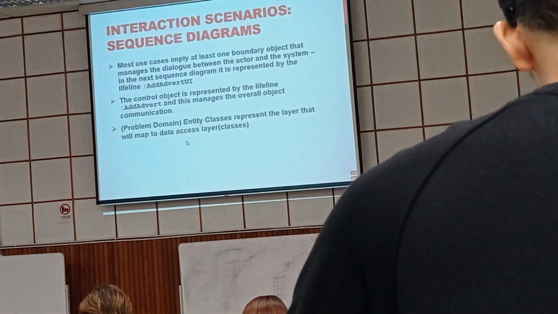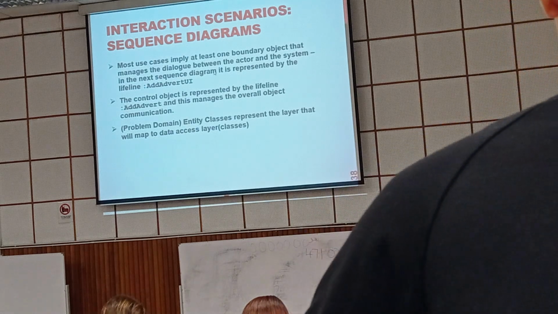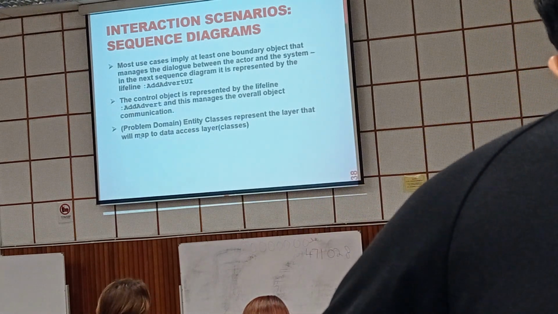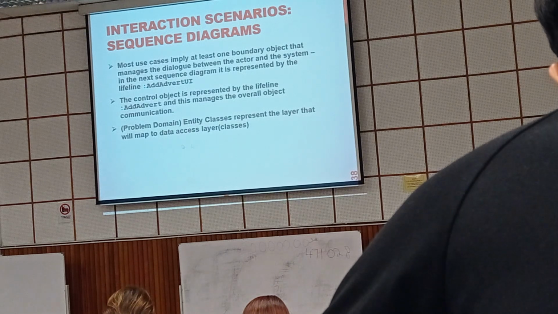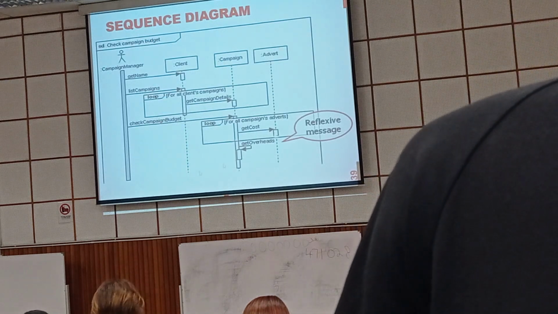Okay? Most use cases imply at least one boundary object that manages the dialog. Okay? So the control object is represented by the lifeline. I already explained. Entity classes represent the layer mapped to the data access layer classes. Okay, so here, what is the new thing I need to explain?